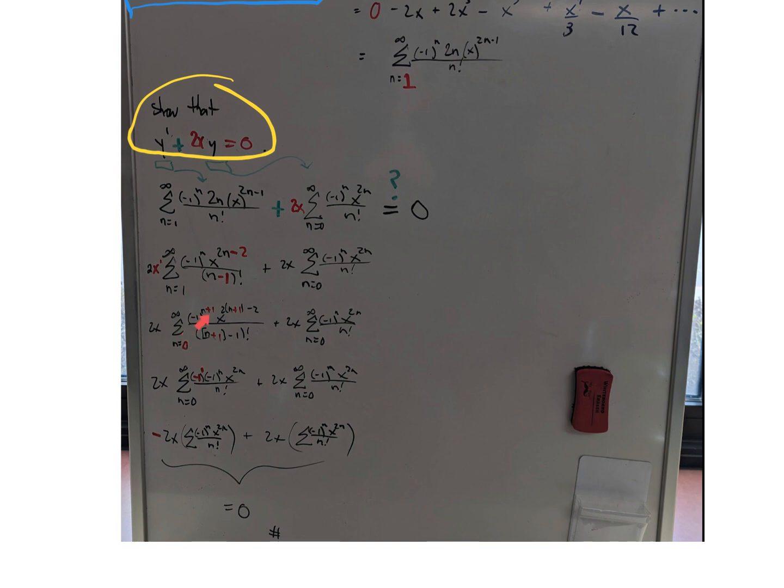And this negative 1 to the n plus 1 is negative 1 to the 1 times negative 1 to the n. So we'll factor that negative 1 out front. And there we have it. We have the identical series, except here we have 2x of them, and here we have negative 2x of them. We've shown that it's equal to 0, so we've shown that y, the original series, is a solution to this differential equation.